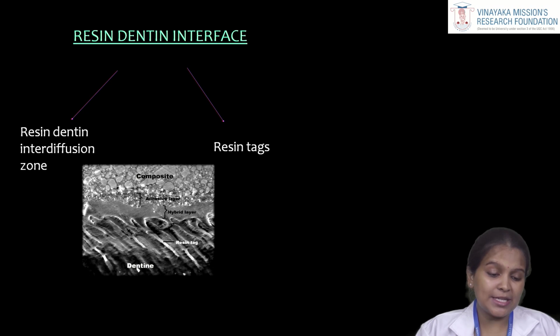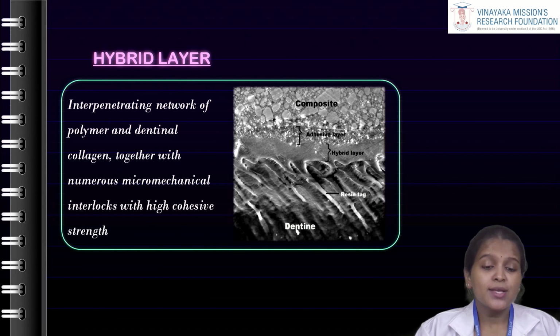So in the resin-dentin interface, you have two zones: the resin-dentin interdiffusion zone and the resin tags. This resin-dentin interface, otherwise called the hybrid layer, plays a major and important role in the durability of the restoration. So what is a hybrid layer? The hybrid layer, otherwise called the resin-dentin interdiffusion zone, is an interpenetrating network of polymer and dentinal collagen together with numerous micromechanical interlocks with high cohesive strength.